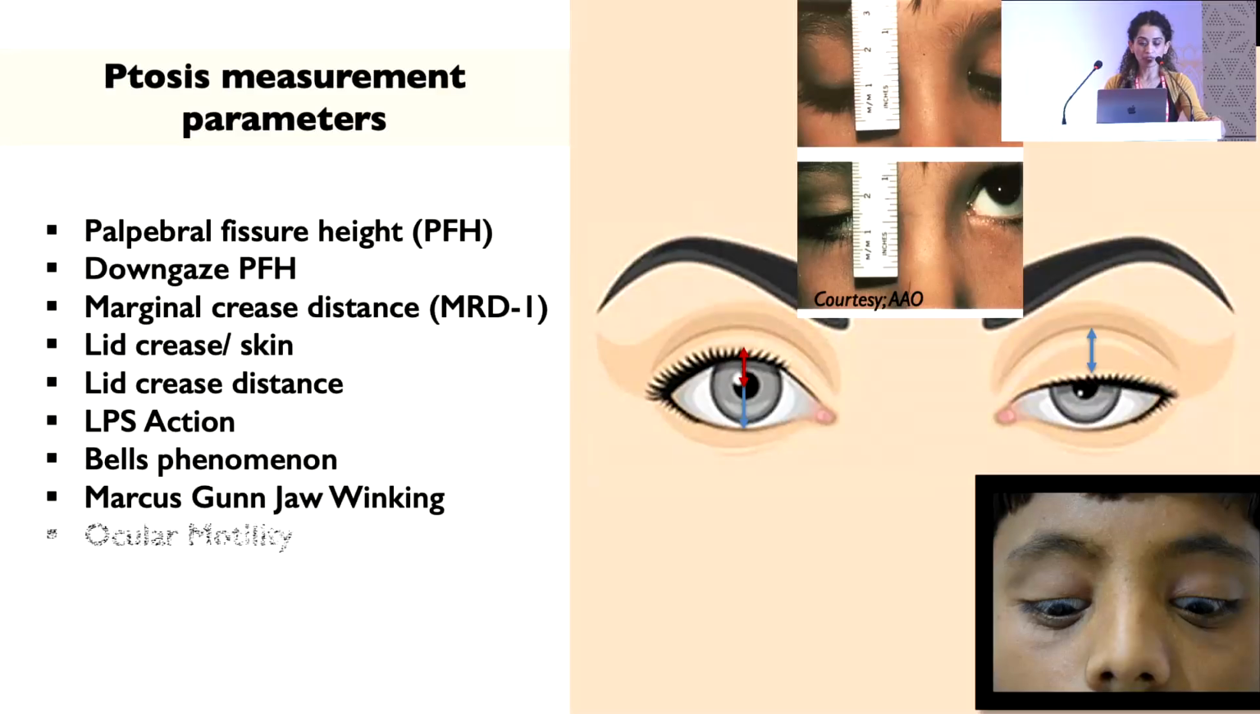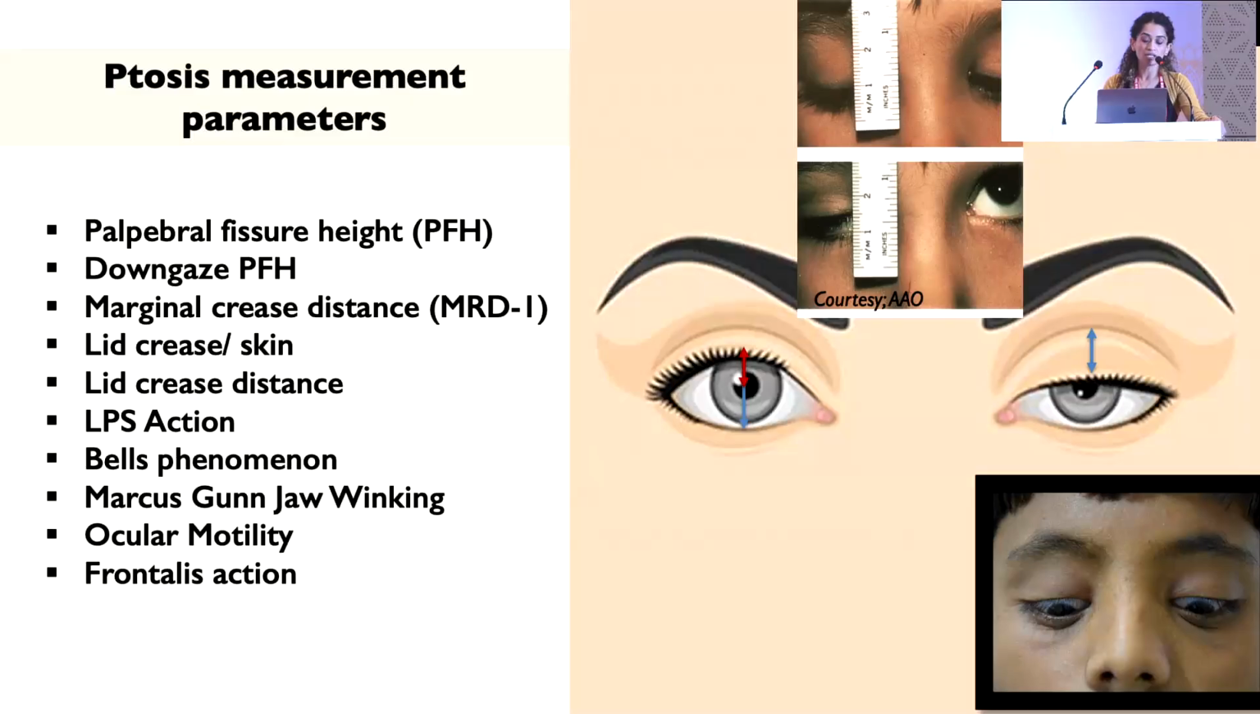Marcus Gunn jaw-winking phenomenon, we have already spoken about it. Ocular motility is very, very important. In various scenarios in ptosis, as I told you, there can be deficiency of supraduction in these patients because of the superior rectus involvement, and I'll come to a few cases which are more interesting.